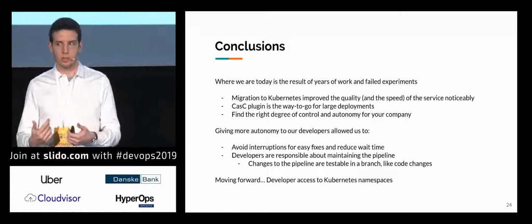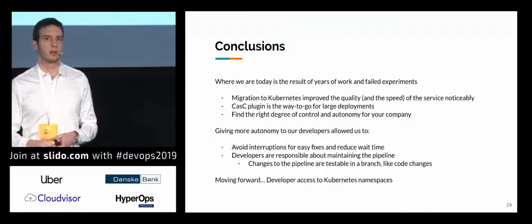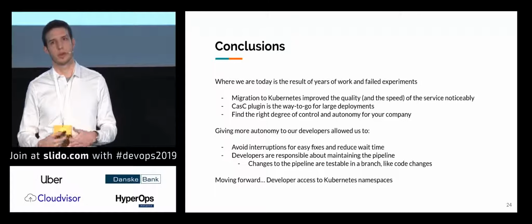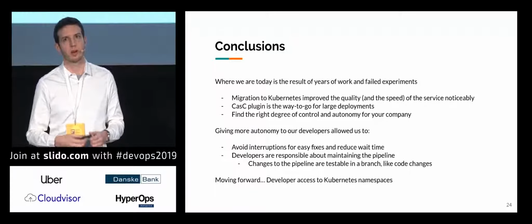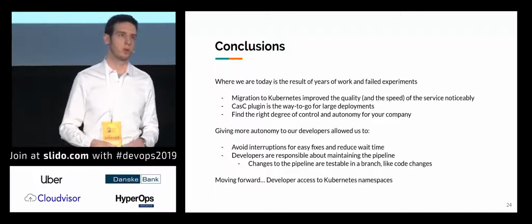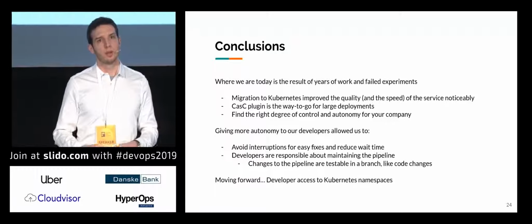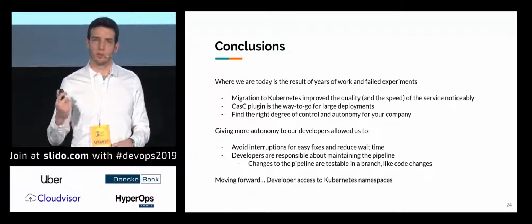Moving forward, we see that we will start offering to our developers also access to Kubernetes resources, like one namespace per developer, because they are developing more and more software that will run in the cloud. But this is something that maybe is a topic for CI4.